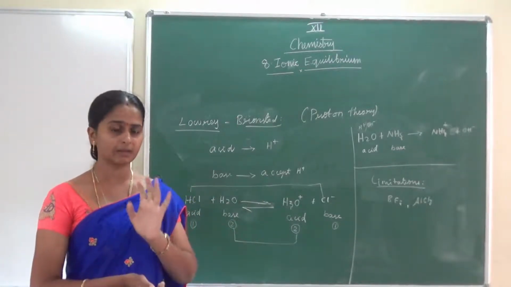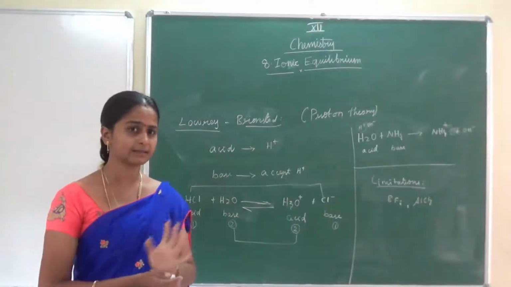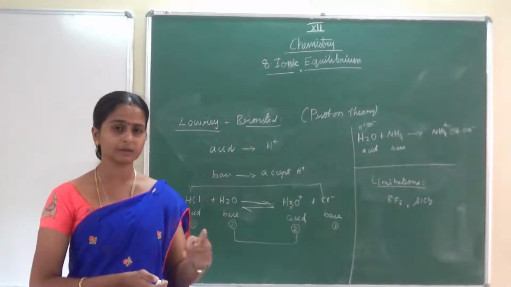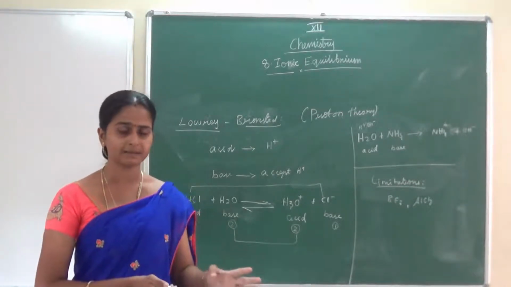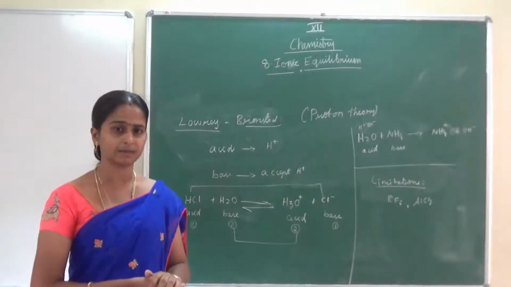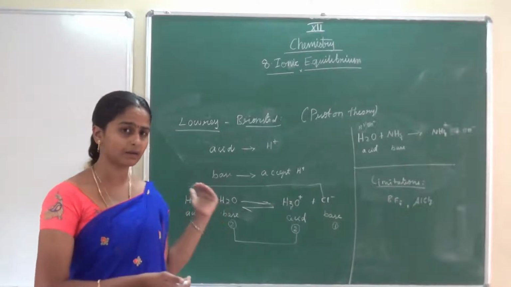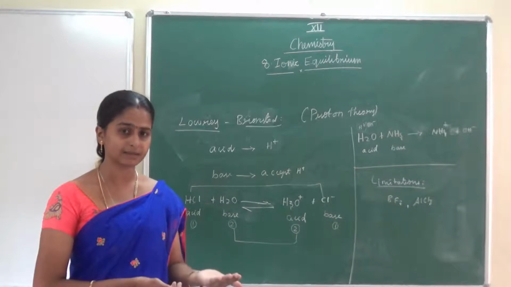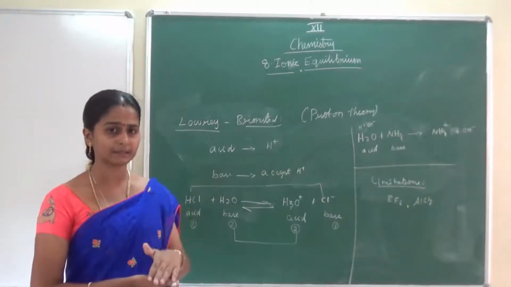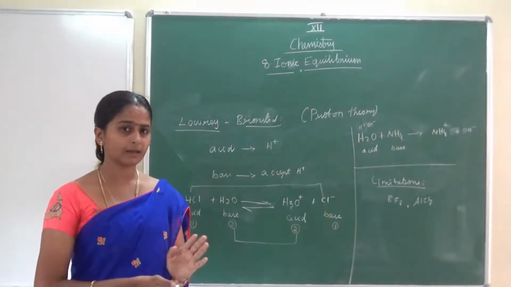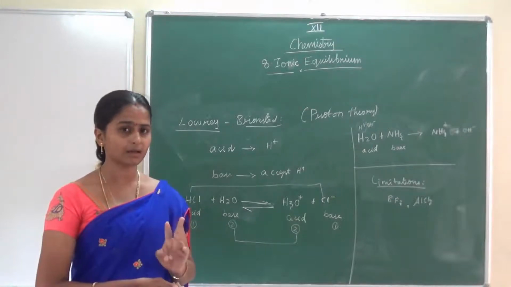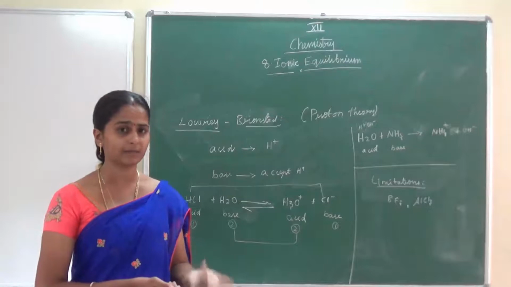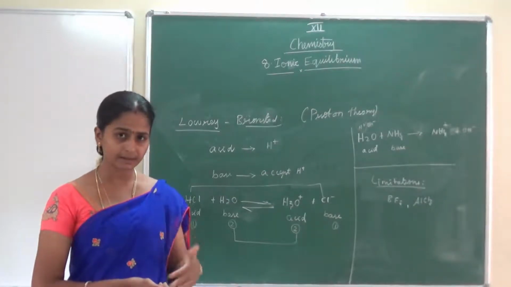Remember, children, first Arrhenius says those who release H plus are acids and those who release OH minus are bases. That is the Arrhenius concept. Next, according to Lowry-Bronsted, those who release H plus are acids and those who accept H plus are bases. These two theories are not able to explain some compounds which have acid character and base character. So here the third theory comes.